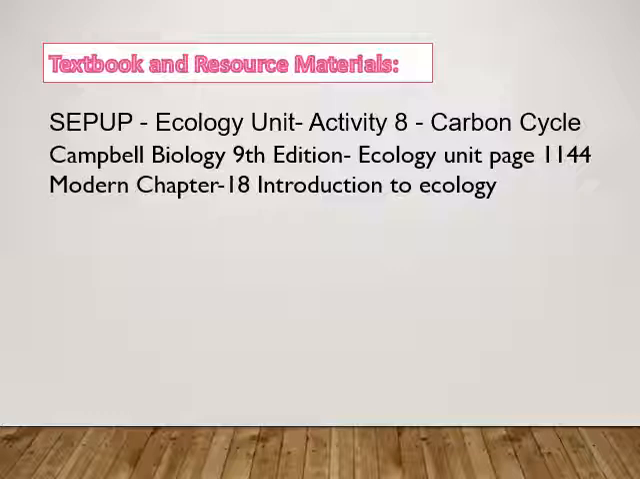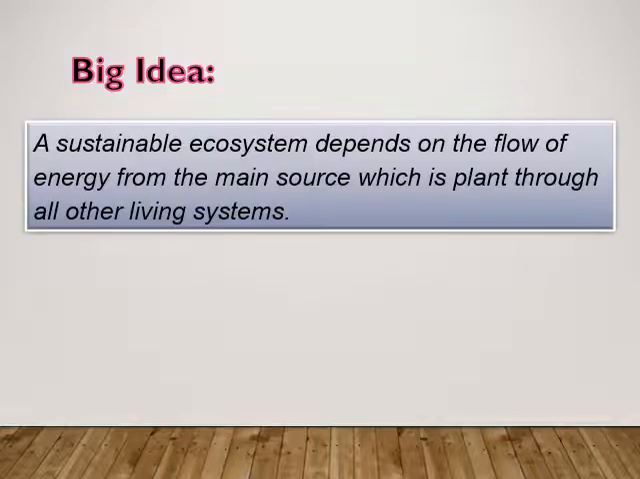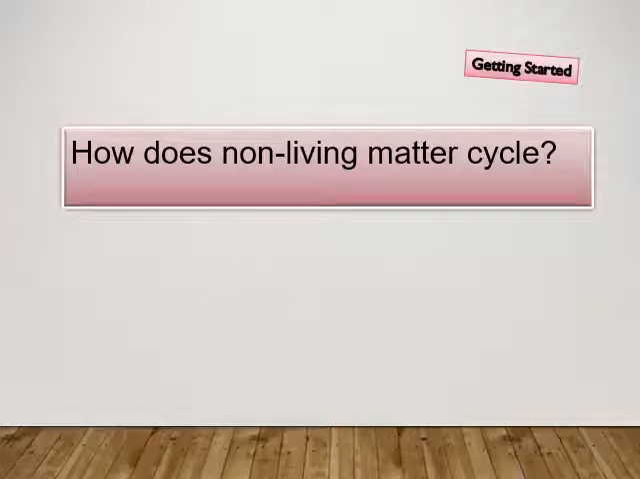You can search this textbook and resource materials: SEPUP Ecology Unit, Activity 8 titled Carbon Cycle, and Campbell Biology 9th edition, Ecology Unit, Chapter 18 Introduction to Ecology. Our big idea: a sustainable ecosystem depends on the flow of energy from the main source, which is the plant, through all other living systems.